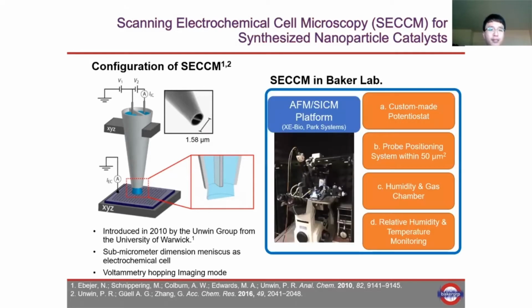In Baker Group, SECCM was constructed on an AFM and SECCM platform over a Park Systems instrument by equipping a custom-made potentiostat, probe positioning system, humidity gas chamber, and relative humidity and temperature monitoring system.